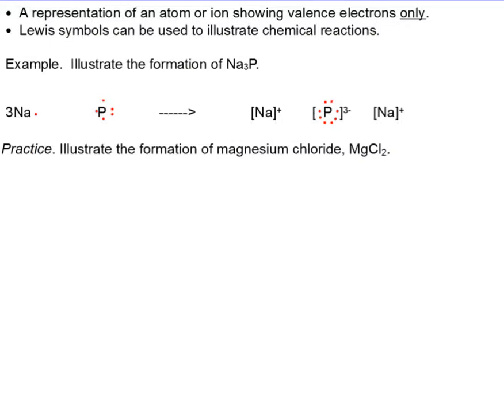Now, what else can we do with Lewis symbols? Well, Lewis symbols can be used to represent not just an atom or an ion. That's pretty straightforward, but we might want to use them to represent how a chemical reaction takes place. So it's another way of visually showing something which is very difficult to observe.